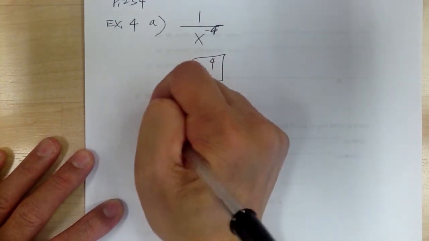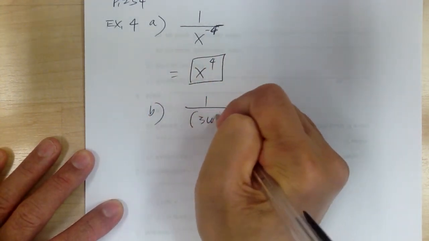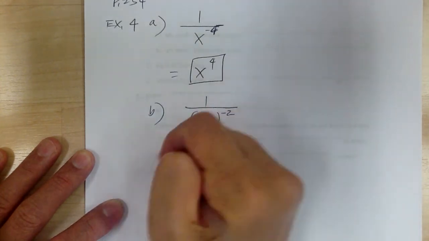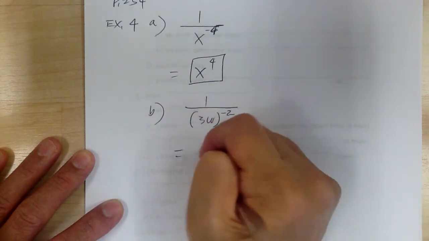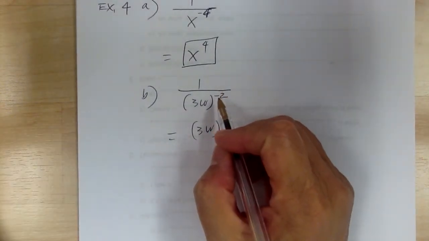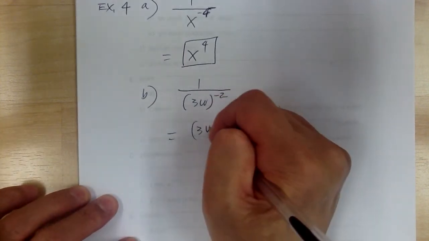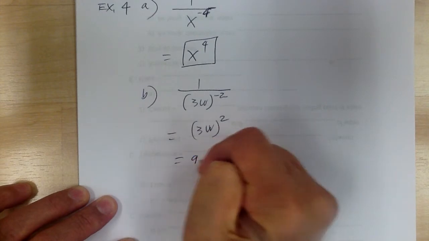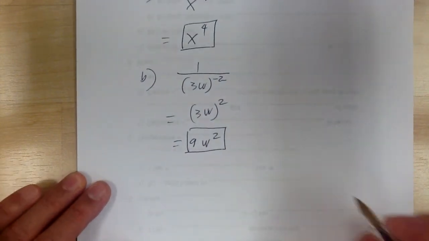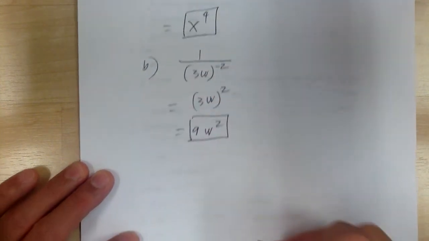Okay, let's go to B. Yeah, 1 over parentheses 3w to the negative 2. Again, negative exponent is to flip things over. So this is equal to 3w squared. Again, you only do one thing at a time. So flip it over, then you can work out the square. So this is equal to 9w squared, and that's it. So make sure you go down, line things up step by step to work it out.